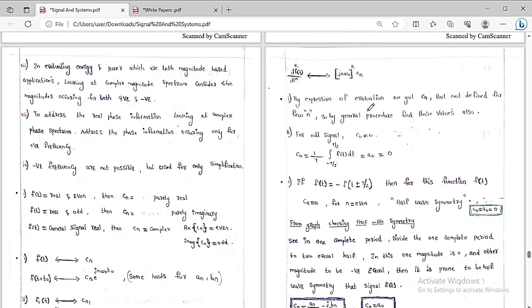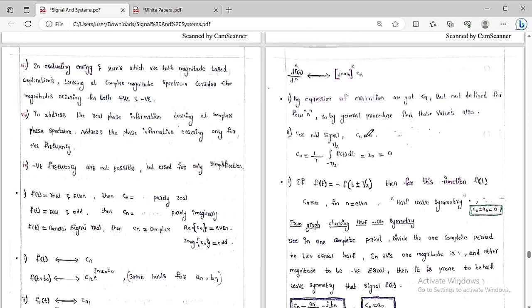Therefore, by expression of evaluation, we are going to get the Cn, but it is not defined for a few n. So by general procedure, find these values also. What is the meaning of this? In simple words, with the help of the Cn expression we simplify and get a certain equation, but that equation is not defined for a few values of n. If you want to find Cn for those values of n, then substitute in the general formula, simplify, and get the value of Cn for those values also.